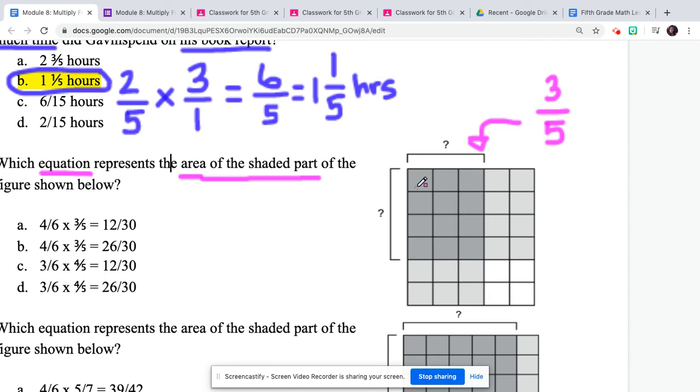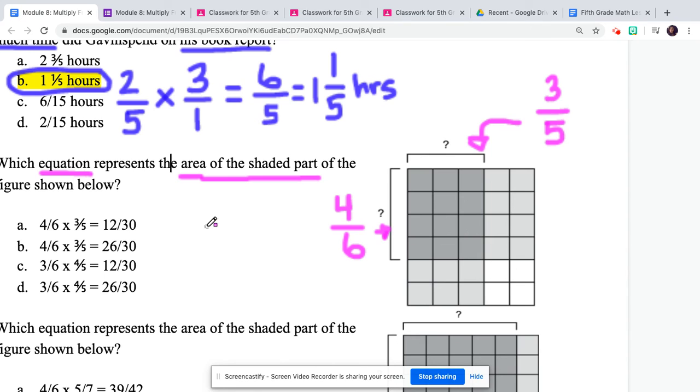Now I have to do this side. I have 1, 2, 3, 4, 5, 6 total rows. Okay, so that's going to be my denominator because that's how many total there are. But only 1, 2, 3, 4 of them are shaded in. Okay, so that's 4/6 on this side.